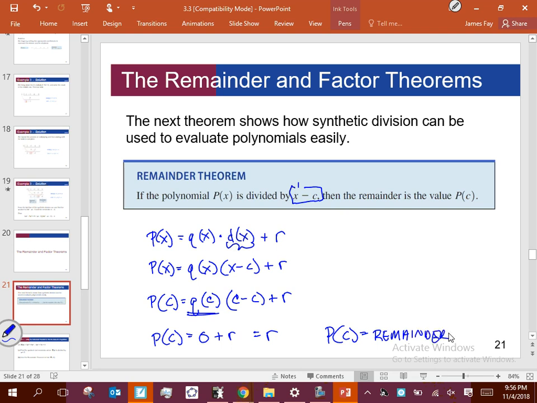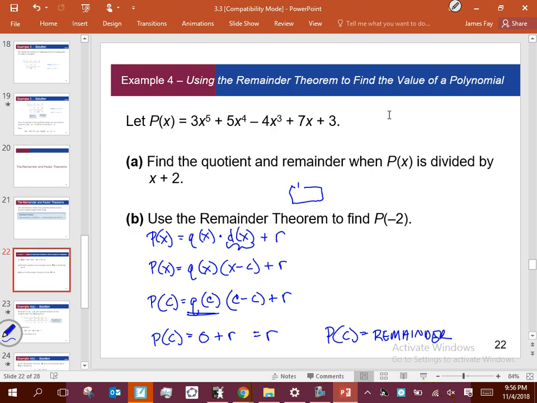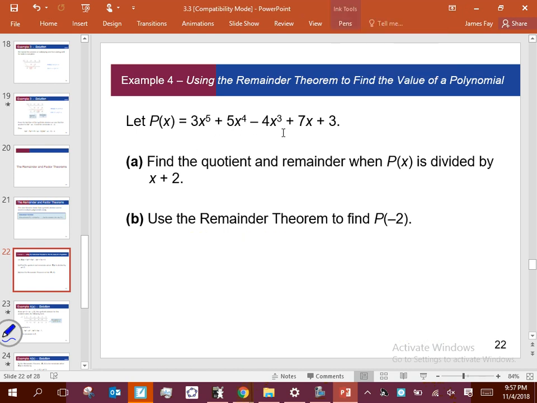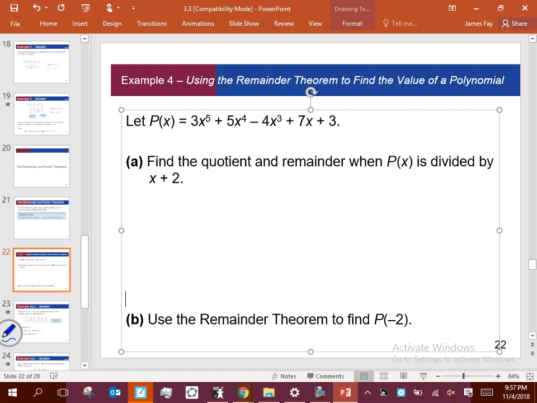Okay, so I'm going to show you what this means in a specific case. It says let p of x equal 3x to the fifth plus 5x fourth minus 4x cubed plus 7x plus 3. It says find the quotient and the remainder when p of x is divided by x plus 2. So I'm just going to do the synthetic division here. So I'm going to put negative 2 here. Remember, because we always put in that box the solution to that little equation. I'll put my 3, 5, negative 4, 0, 7, and 3.